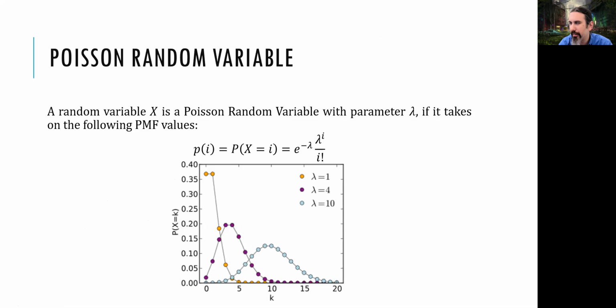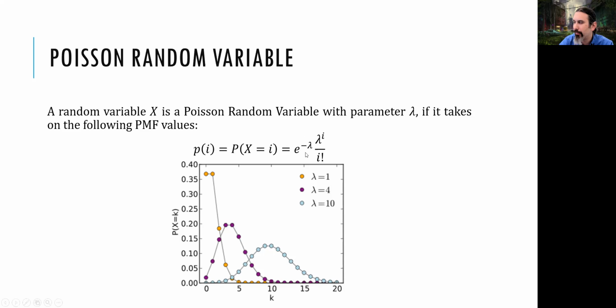Now, first things first, this is not pronounced Poisson or something like this. Poisson is French. So as far as I know, that's how I was taught, it's pronounced Poisson. A random variable X is a Poisson random variable with parameter lambda if it takes on the following PMF values. Now, as I said at the start of the course, this is a random variable that we know of. We have seen this formula, and this is the Poisson random variable formula.